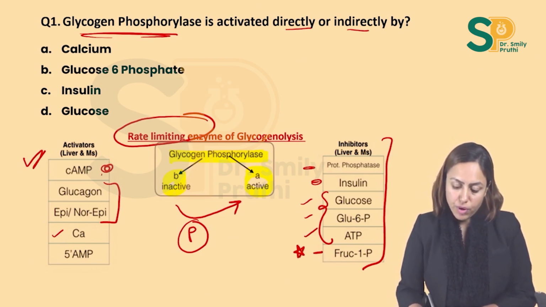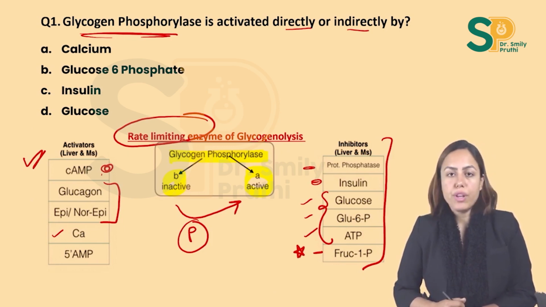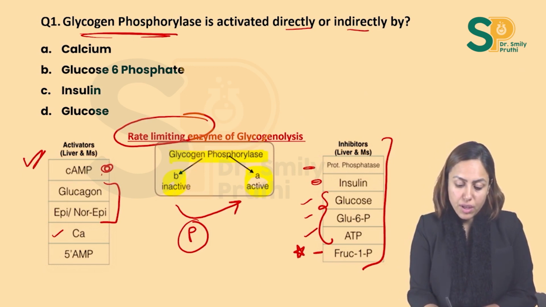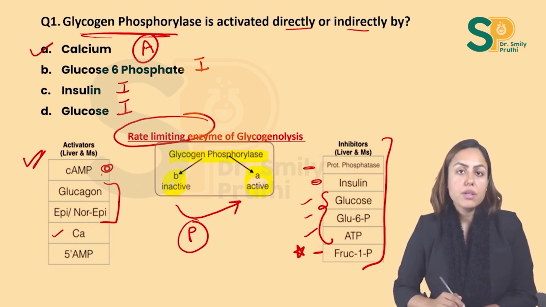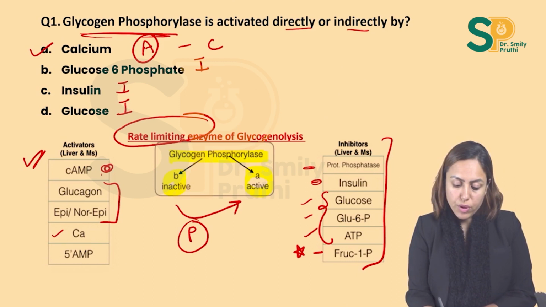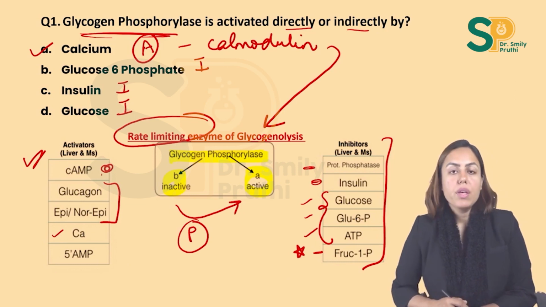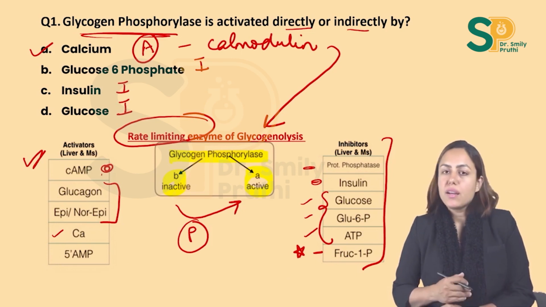And this is very important for hereditary fructose intolerance, which is a very important topic. So do revise this topic for your upcoming NEET exam. So see the options. Options are calcium, which is an activator, glucose 6-phosphate inhibitor, insulin inhibitor, glucose inhibitor. So what is the answer? Answer is calcium. Calcium will join with calmodulin and it directly activates the enzyme without phosphorylation. The mechanism of the calcium calmodulin complex is direct activation of the enzyme without phosphorylation.